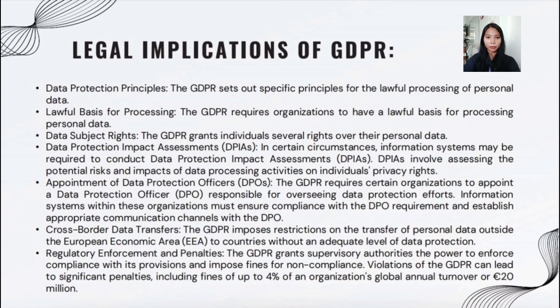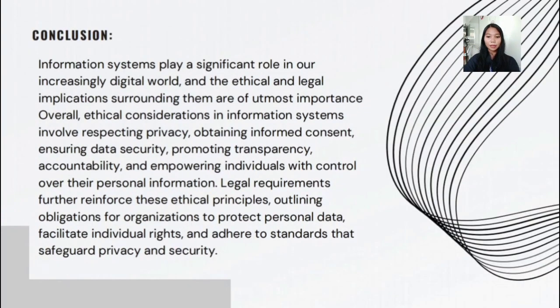potential legal consequences. Conclusion: information systems play a significant role in our increasingly digital world, and the ethical and legal implications surrounding them are of utmost importance. Overall, ethical considerations in information systems involve respecting privacy, obtaining informed consent, ensuring data security, promoting transparency, accountability, and empowering individuals with control over their personal data and information.